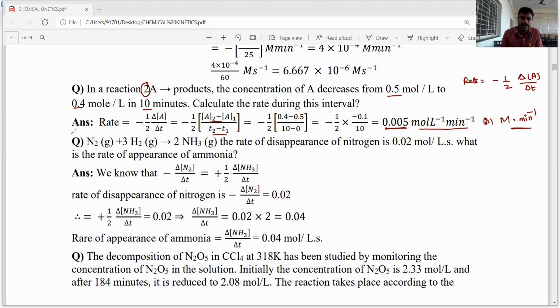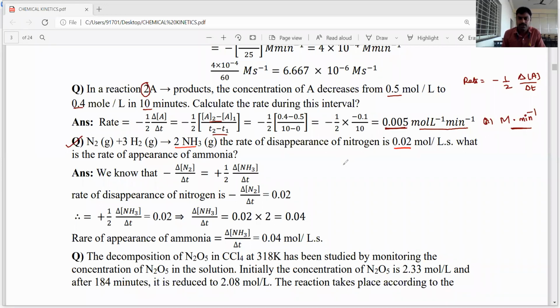Okay, dear students, let's see one more question. Another important question is: N2 plus 3H2 is converted into 2NH3. The rate of disappearance of nitrogen is given as 0.02 mole per liter second. What is the rate of appearance of ammonia, they are asking.